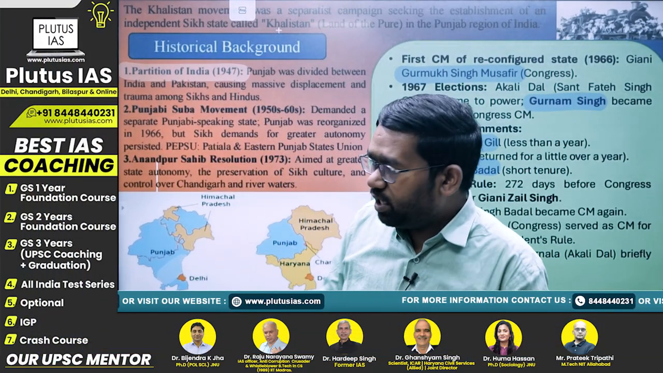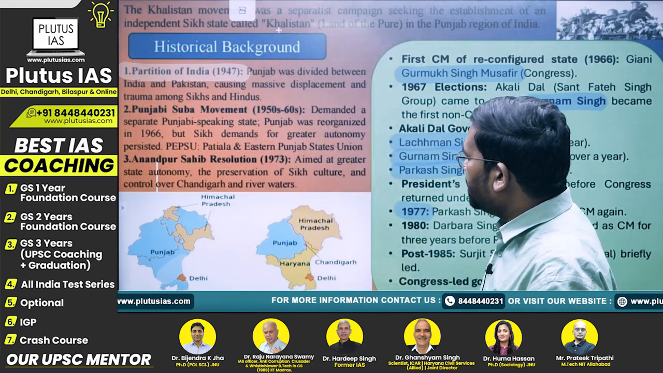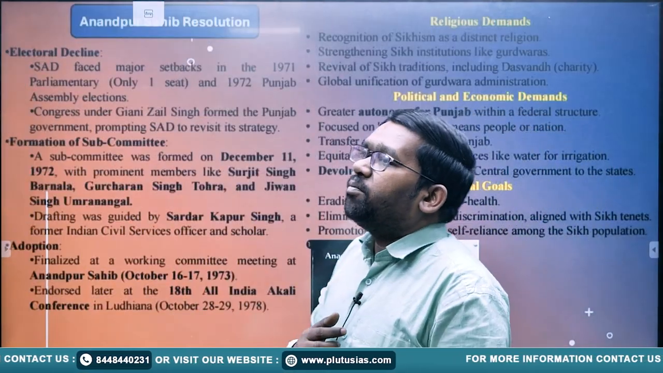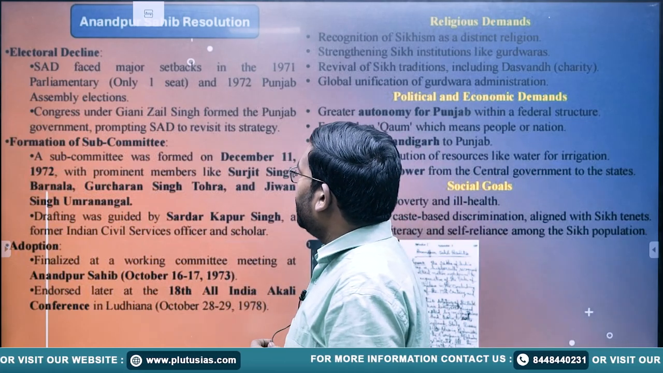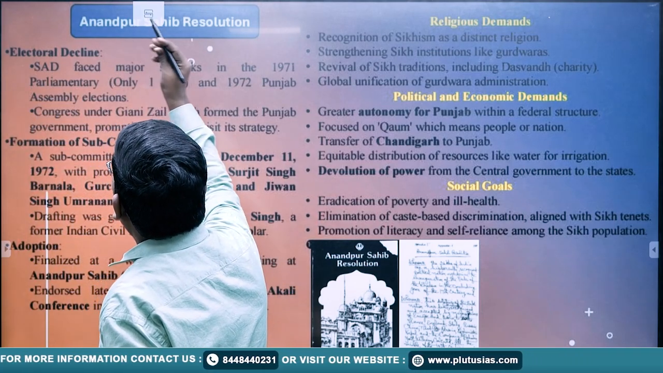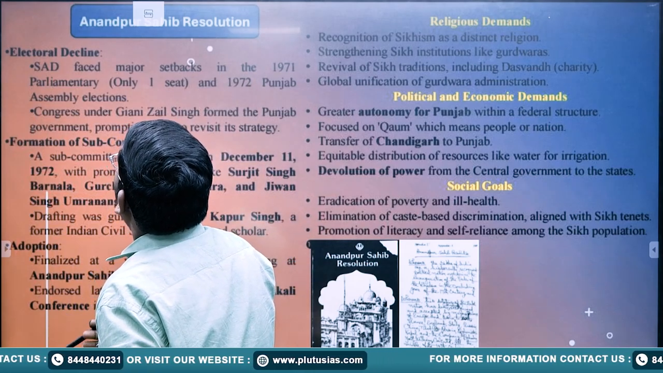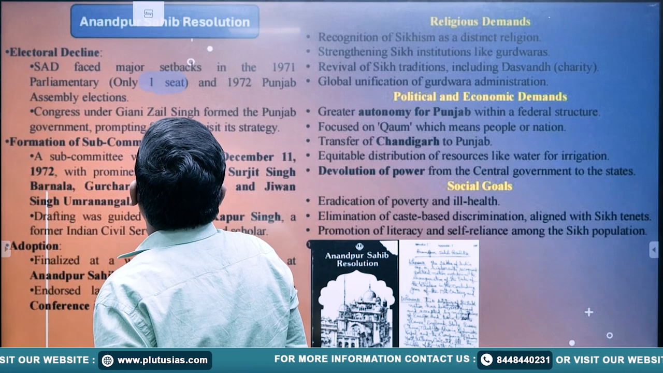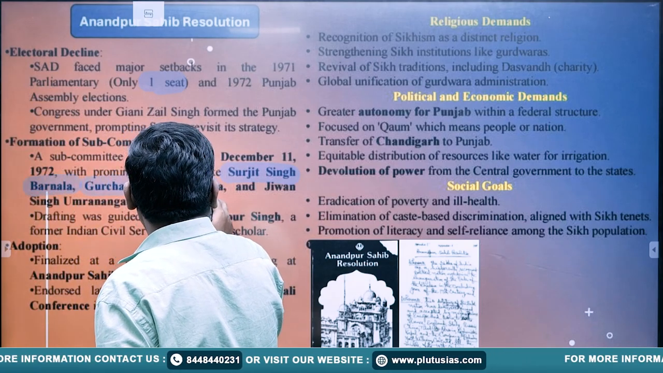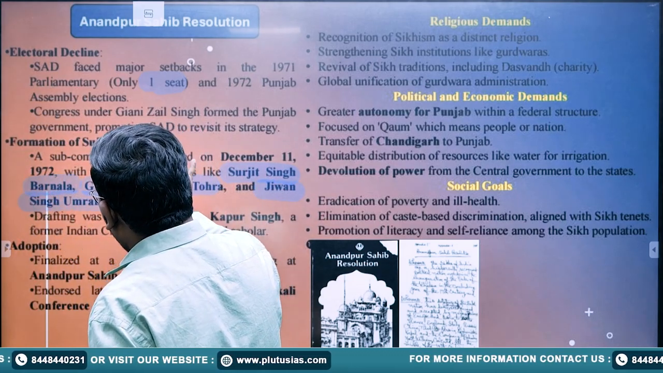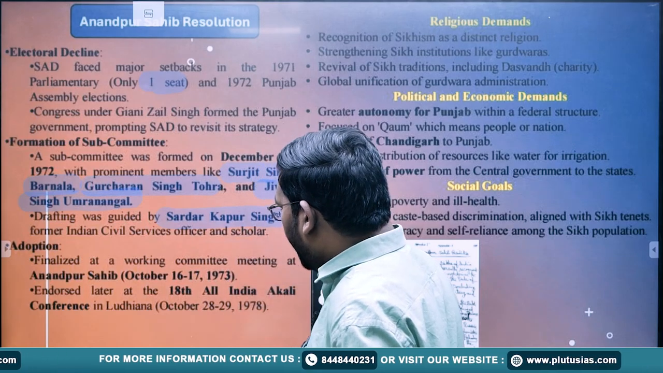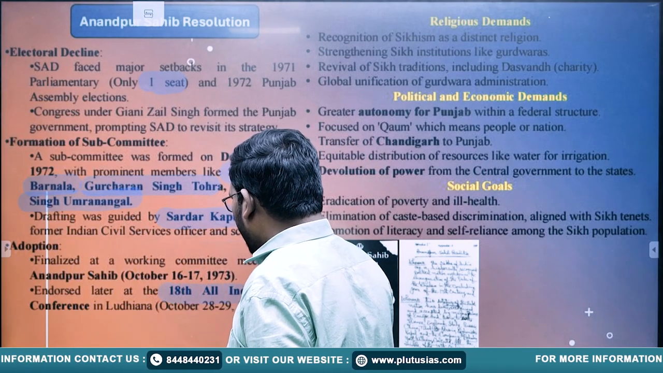Okay, so now let us discuss firstly what this Anandpur Sahib resolution of 1973 is and how we can understand this topic very nicely. So when we students come to know about the Anandpur Sahib conference, what was the resolution that was passed? This was drafted at a time when Akali Dal had faced defeat in the 1971 election. Do you know it had secured only one parliamentary seat? So they decided to prepare. Persons like Surjit Singh Barnala, Gurcharan Singh Tohra, and Jivan Singh Umranangal formulated it, and the resolution was drafted by Sardar Kapur Singh and adopted in the Anandpur Sahib conference. It was endorsed by the 18th All India Akali Dal conference.